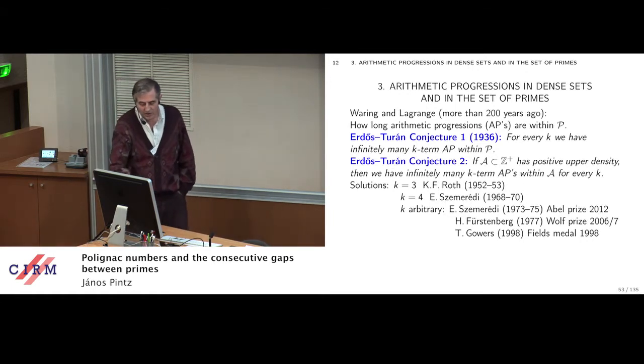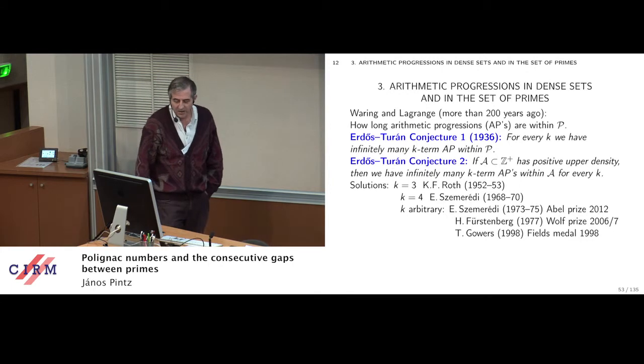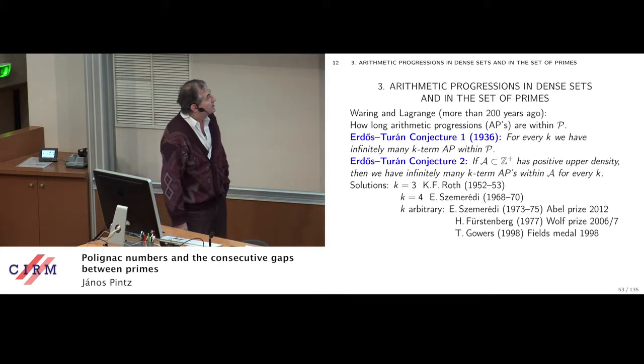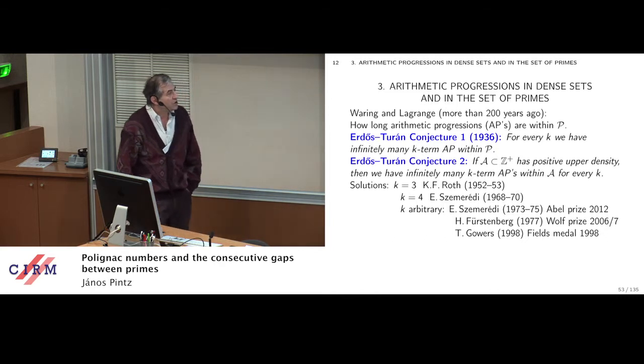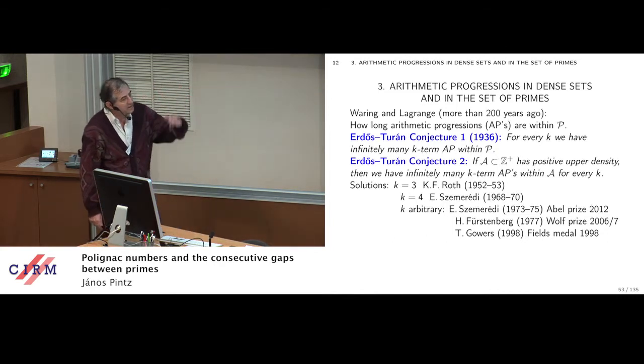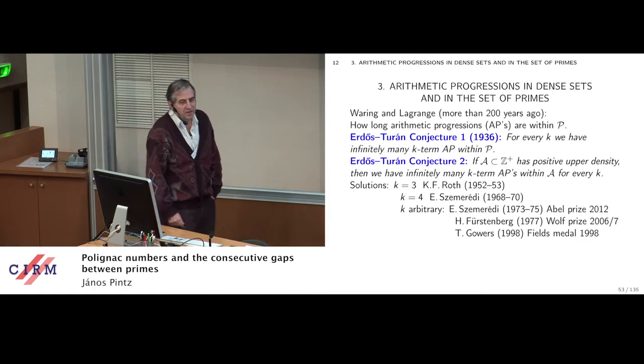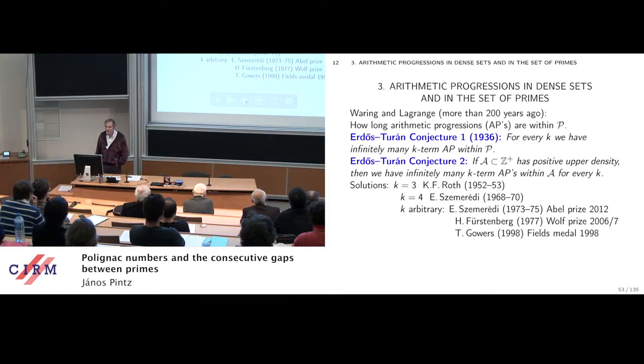And the solution, I give here just a short history of it. Szemerédi proved it in full generality, and as you see, it's quite a useful subject to gain good medals like the Abel Prize, Wolf Prize, or Fields Medal.